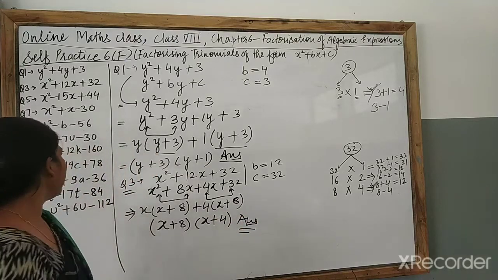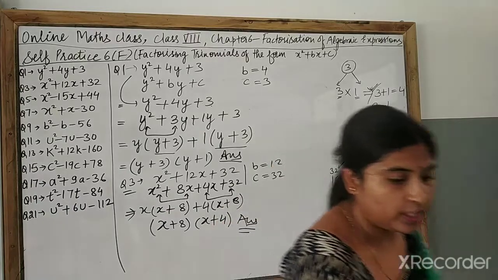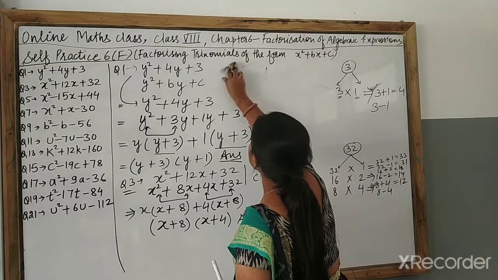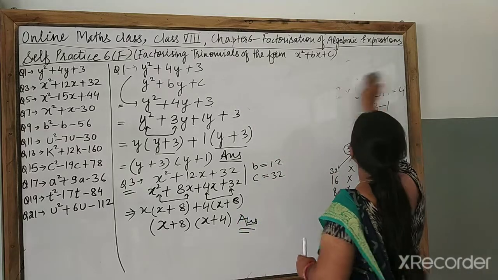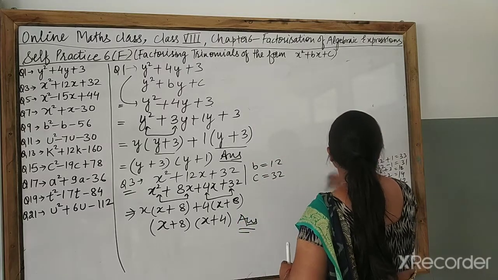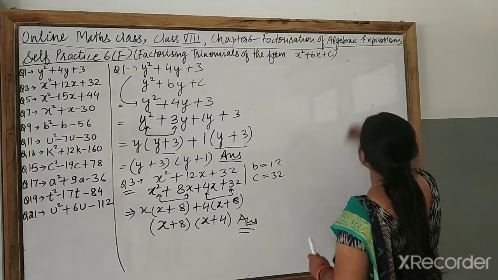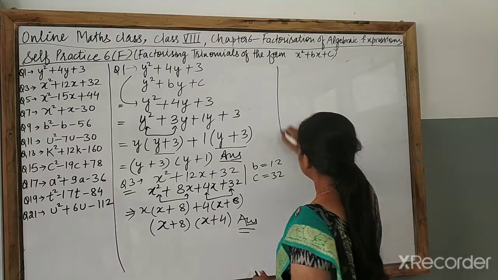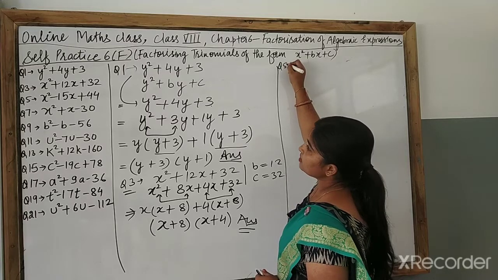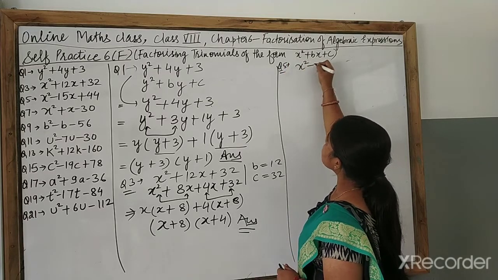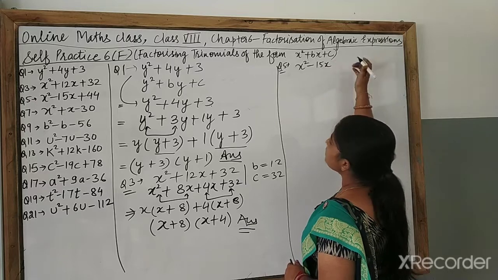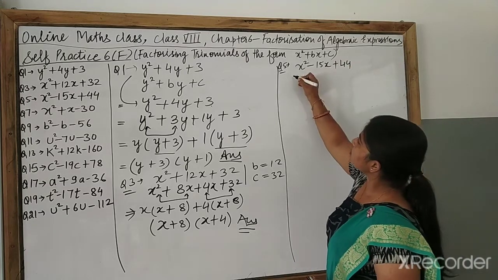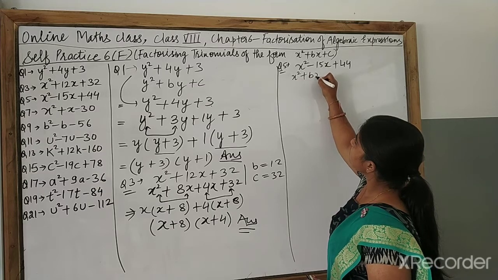Okay, similar way we can do question number 5. The concept is same as we have done. The same comparison we have to do with the standard form. Question 5 is x square minus 15x plus 44. So compare it with the standard form. What is the standard form? X square plus bx plus c.